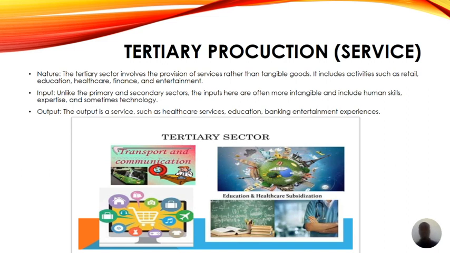We have the retails which are set up. We have also education, we have healthcare, we have finance, we have entertainment. These are things which fall under the category of tertiary production.